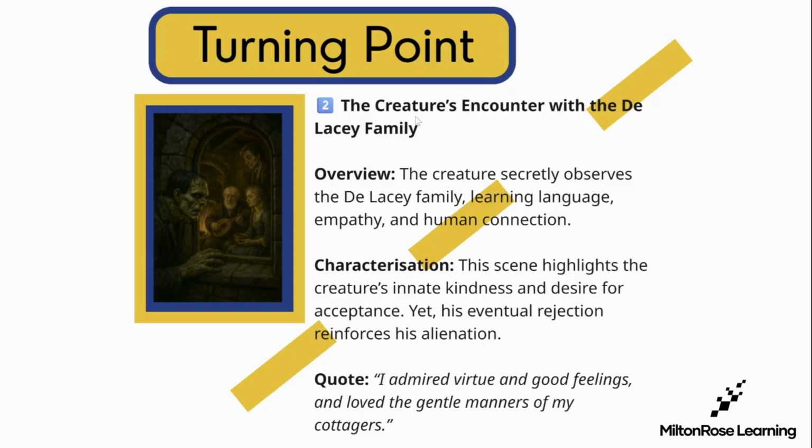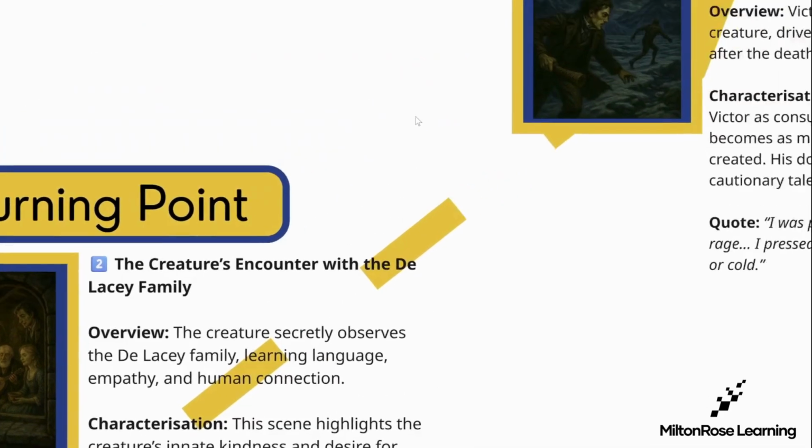But his eventual rejection reinforces his alienation, and then he gets his burning animus and hatred, and it all goes downhill from there, obviously. So a quote: "I admired virtue and good feelings and loved the gentle manners of my cottagers." He's trying to be more human, and he's trying to develop those human sinews of empathy and comradeship, if I can put it that way. So that's a real turning point for the creature, especially when they're rejected.